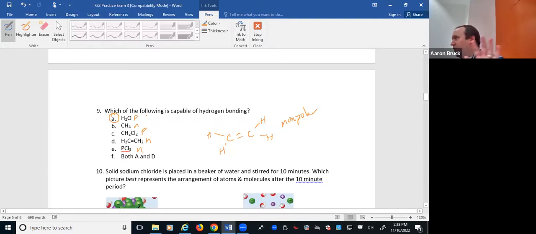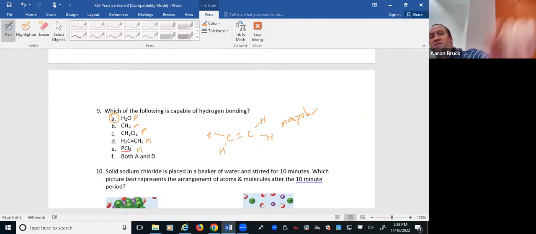Being polar is the first condition of hydrogen bonding. And in letter C, we have none of those special bonds. So A is the only option here.